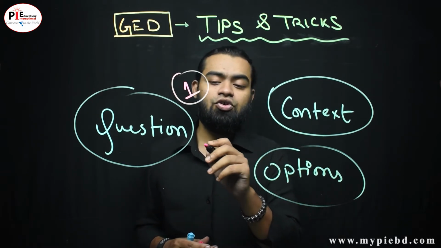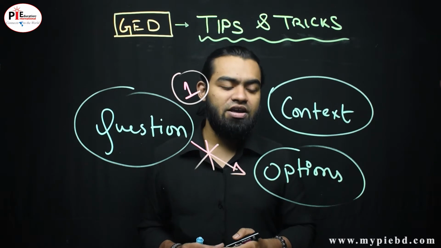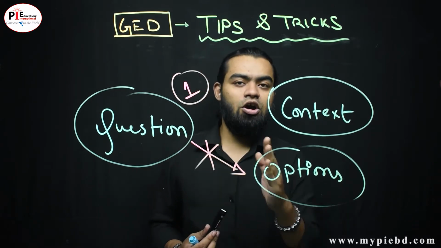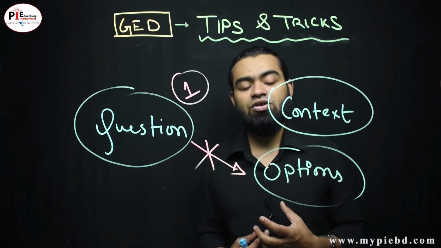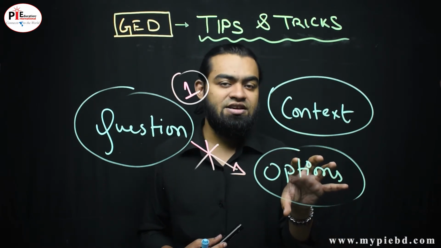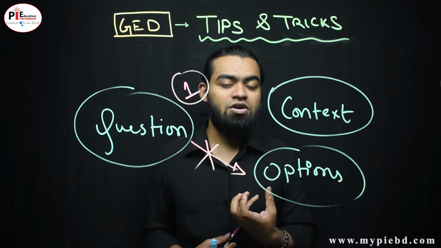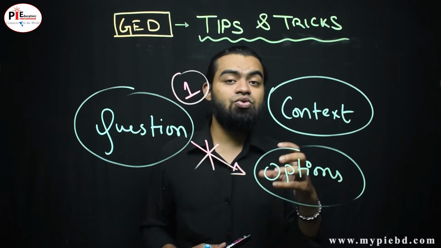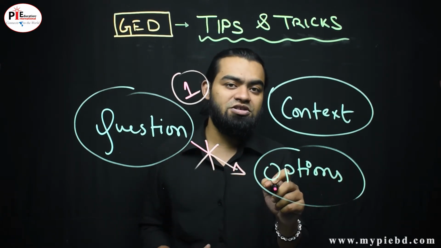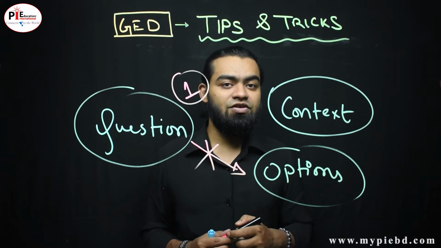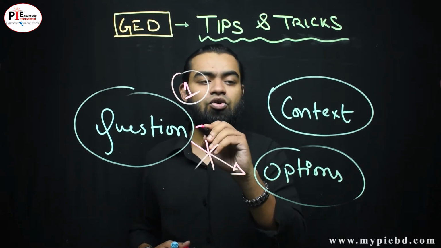Now, do not go directly to the option from the question. Why? When you go from the question to the options, you run the risk of being confused and falling victim to the trap of the GED questions. There will be options which will be designed to make you confused, which will be designed to make you choose the incorrect answer. So when you go directly from the question to the options, you run the risk of being confused.